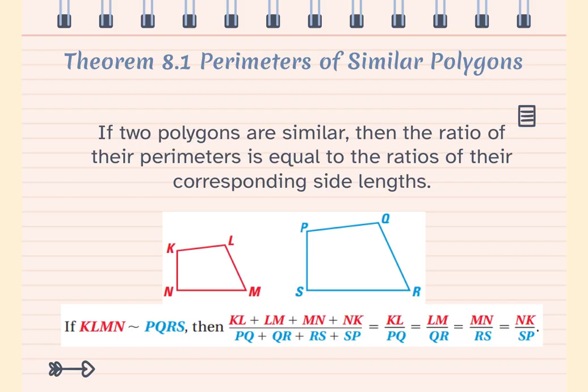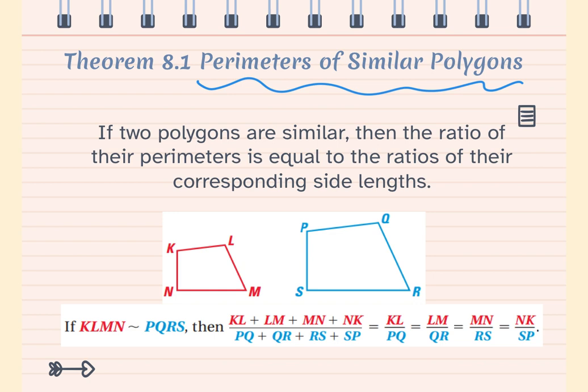All right, this is what we already talked about too. This is the perimeters of the similar polygons. So this is the first theorem. I don't think you'll ever use this in a proof, but that is its name. It says if two polygons are similar, then the ratio of their perimeters is equal to the ratio of their corresponding side lengths. So this is what we discovered together on that first example.